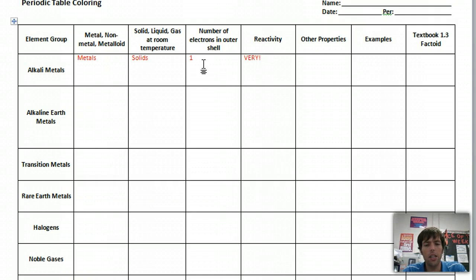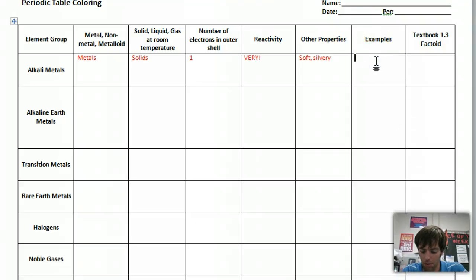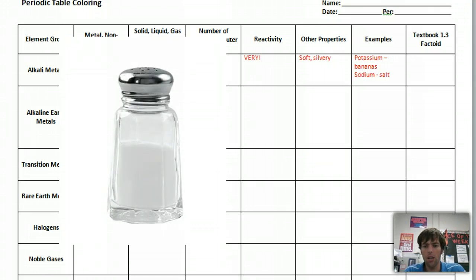What's also unique about them is they are very soft and silvery to look at. Here's a picture of the periodic table with actual images of all these different elements. And so as you look over here, here are alkali metals, and you can see, I know you're thinking, well, they don't look very soft, but they are a softer consistency than like a hard rock that you would probably picture. And you can see a lot of them are pretty silvery, except for that hydrogen gas up there. Good examples of the alkali metals would be potassium, which is found in bananas, and sodium, which is found in salt.